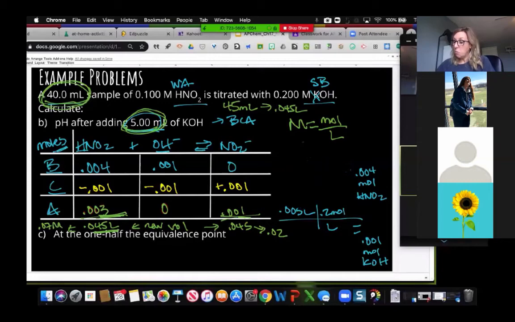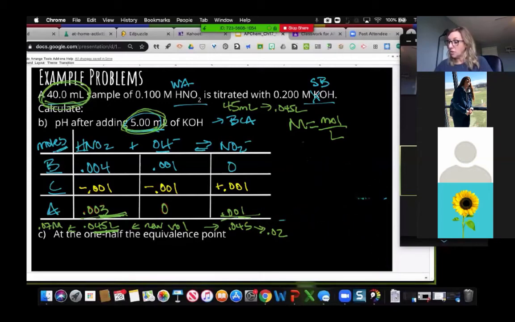Okay, so once you have your new molarities, we're going to go back and use that Henderson-Hasselbalch equation. I'm not going to test you over buffers on this test because we covered buffers a long time ago. But the one piece of this that you will need is that Henderson-Hasselbalch. You would have to know the Ka for HNO2, which would be given: 4.5 times 10 to the negative fourth.